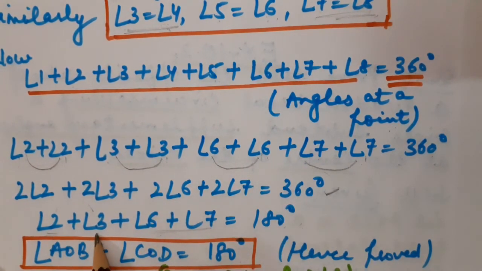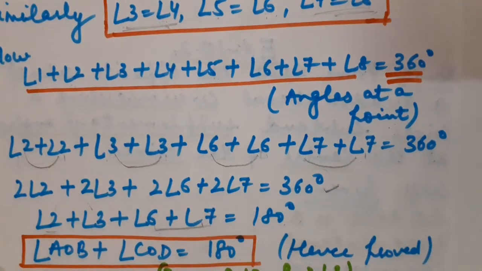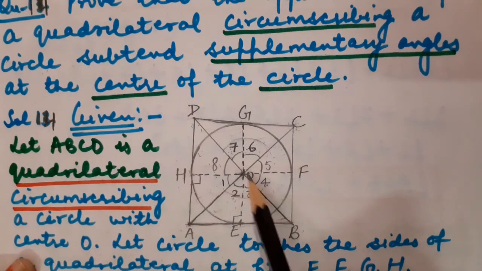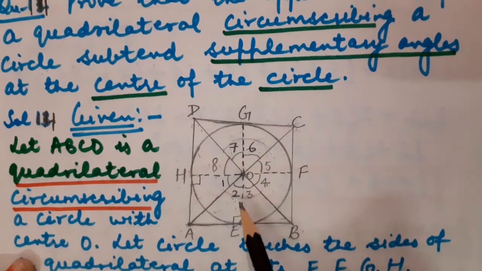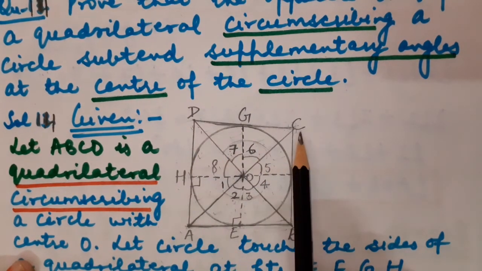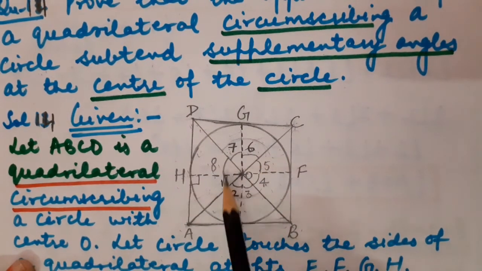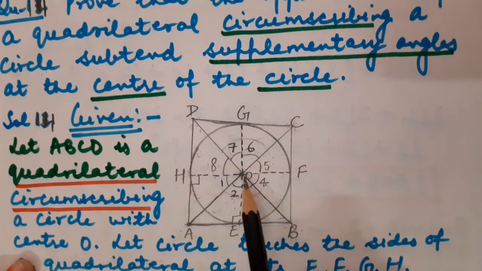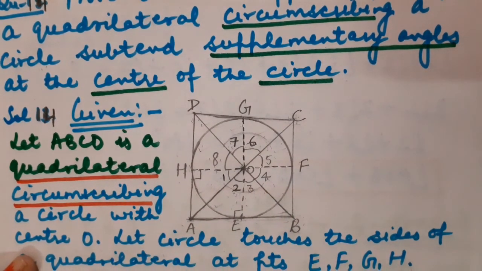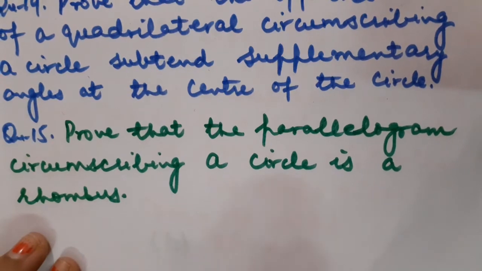So which particular angle was making the summation of angle 2 and angle 3? That was angle AOB. Plus 6 plus 7 is equal to COD is equal to 180 degree. Have a look. Angle AOB plus angle COD is equal to 180 degree. So hence proved that opposite side of a quadrilateral circumscribing a circle subtends supplementary angle at the center of the circle. Got it, children?